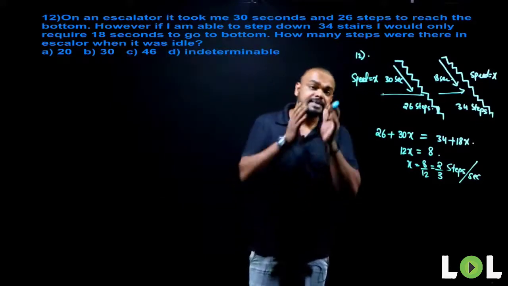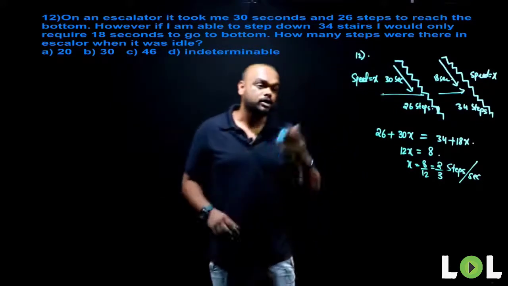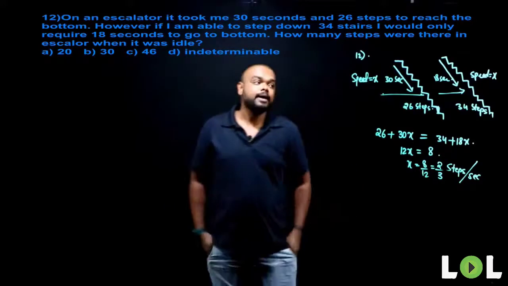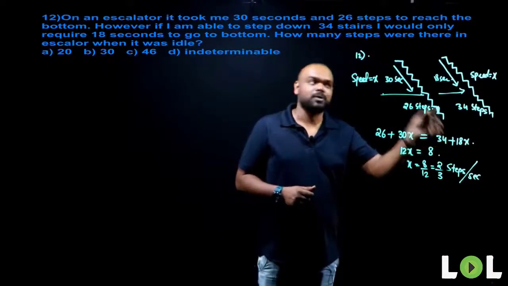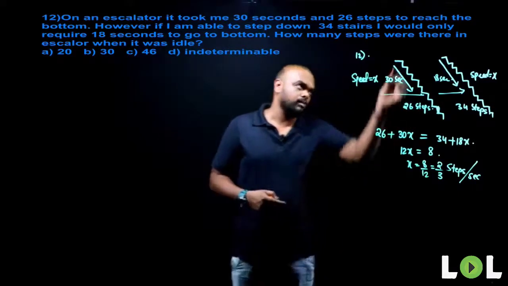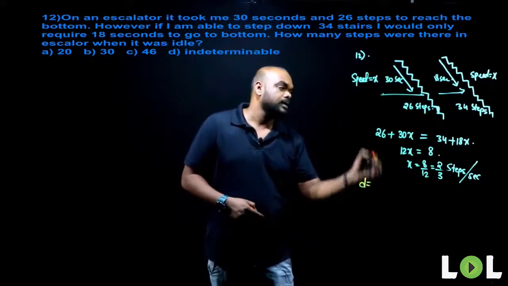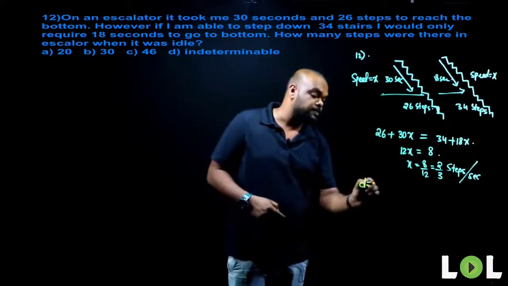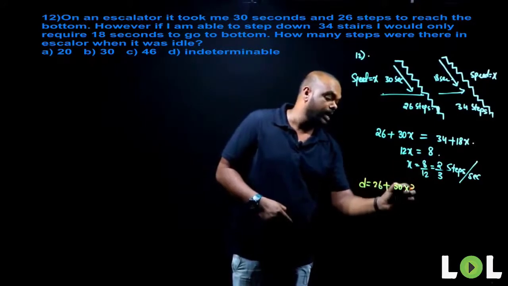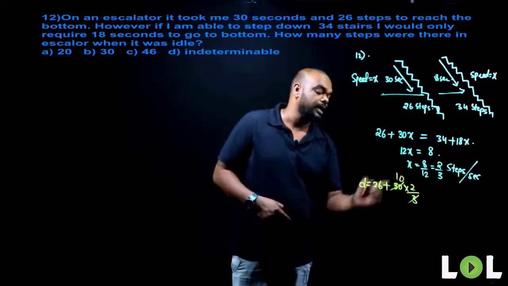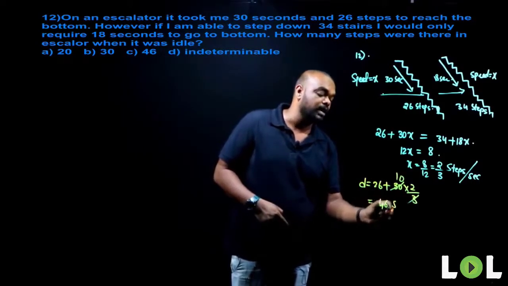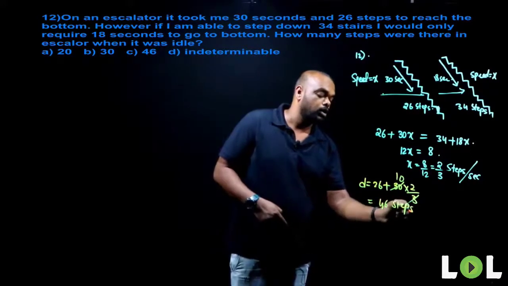What is he asking? He is asking us what total number of steps stays on the escalator when it is idle. It means what is this total distance? Either you apply this speed here or here, you'll get the answer. If I apply here, this part of the distance is 26 steps plus 30x. 30 into 2 by 3, 10 into 2, 20. 20 plus 26, that should be 46 steps. Do we have the answer? Option C, that's my answer.